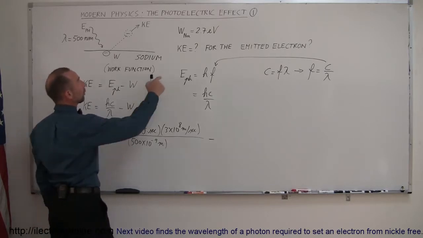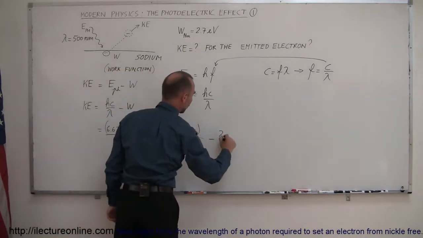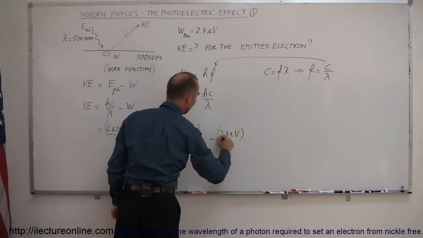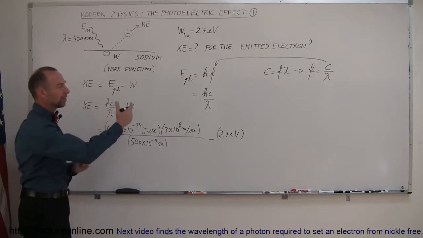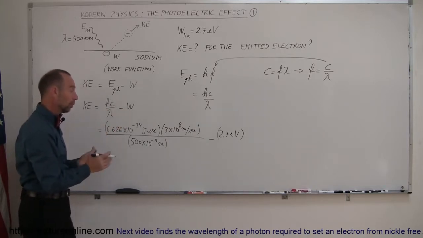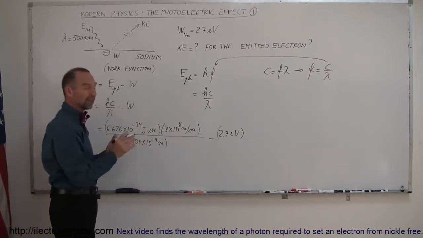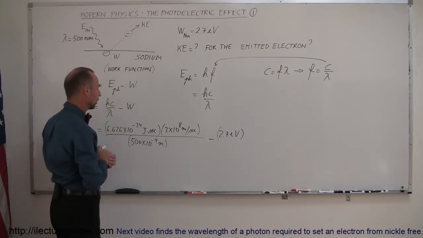Now the work function is given to us in electron volts, so that's 2.7 electron volts. And since this is going to be expressed in terms of joules, we probably want to express that term in joules as well. Or we can convert this to electron volts, and then we have kind of a way to look at it. So let's do that.